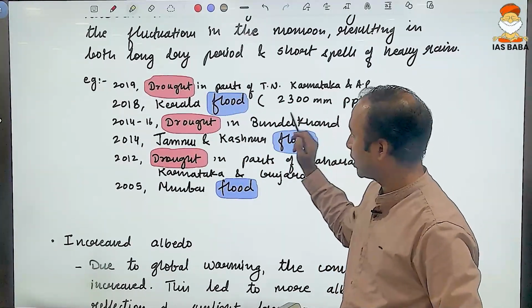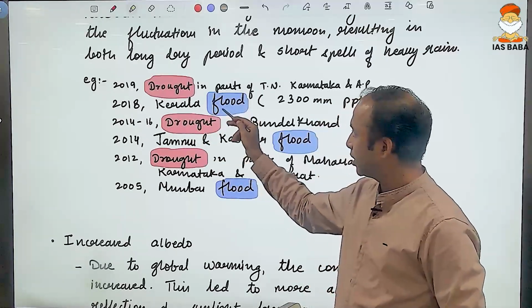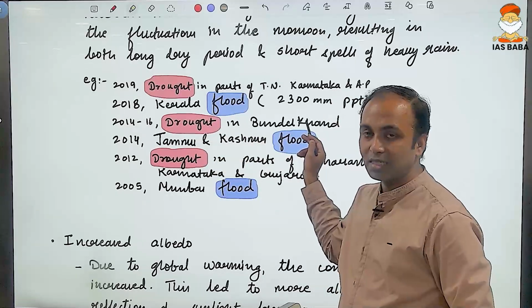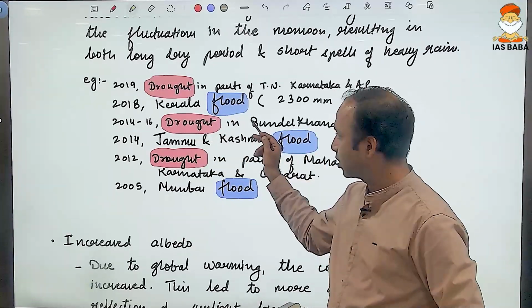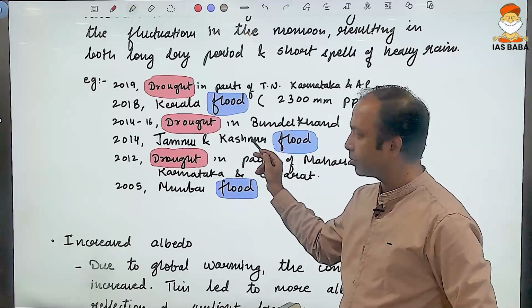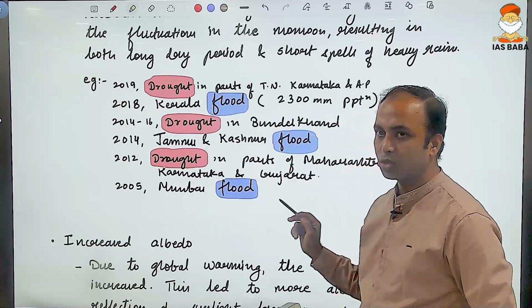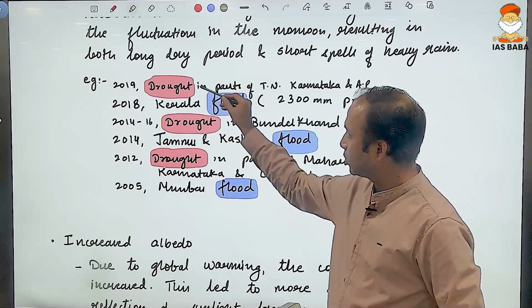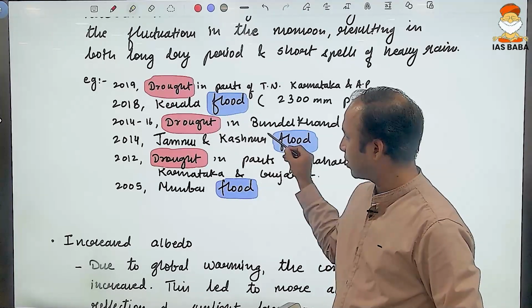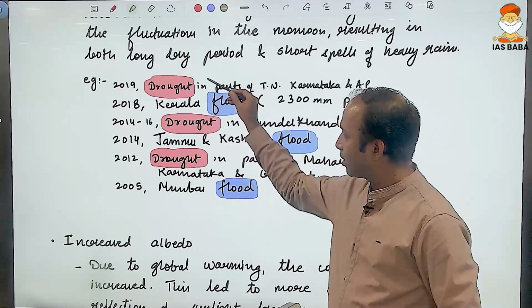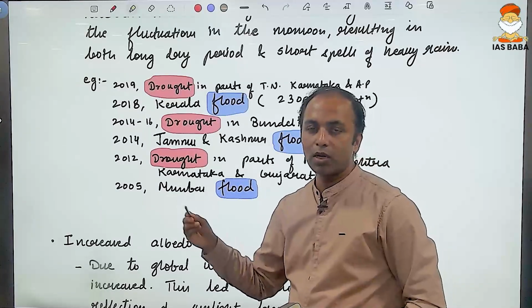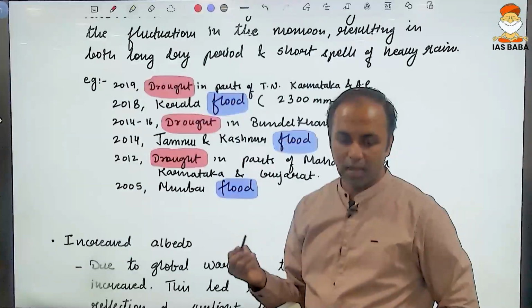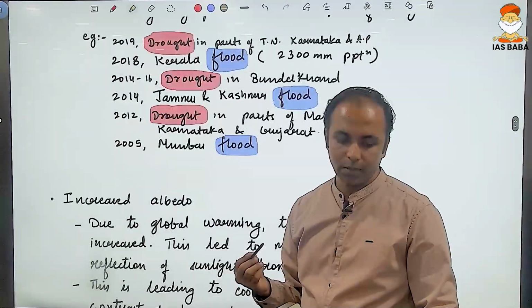So try to understand this by example. In 2019, drought took place in several parts of Tamil Nadu, Karnataka and Andhra. Previously, in 2018, there was flood in Kerala. In 2014 to 16, there was drought in the successive two years in the Bundelkhand region. Prior to that, it was flood in Kashmir. Prior to that, it was drought in parts of Maharashtra, Karnataka and Gujarat. So can you see, consecutively, every year you get to see drought, then flood, then drought, then flood, almost every alternate year. So the frequency of extreme climatic conditions has increased, and this is because of climate change.